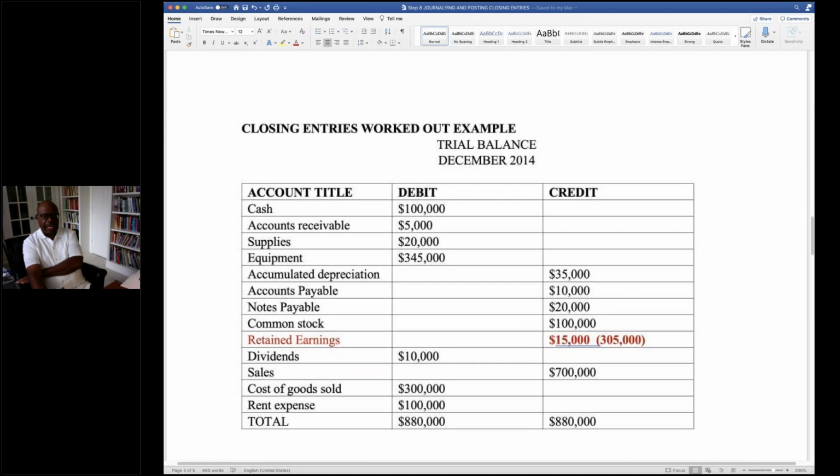Let's look at an example. We have here a trial balance which consists of cash, receivables, supplies, equipment, accumulated depreciation, accounts payable, notes payable, common stock, and retained earnings of 15,000. Don't worry about the 305 yet, but the retained earnings is 15,000. And then we have dividends, sales, cost of goods sold, rent, and our totals.